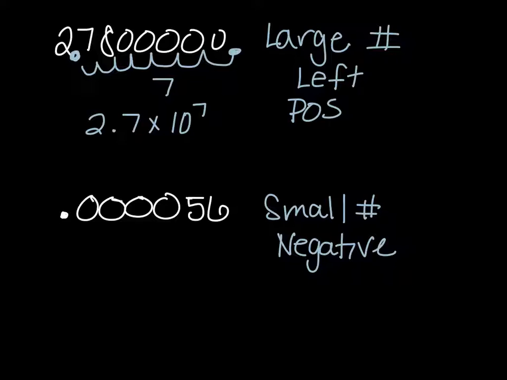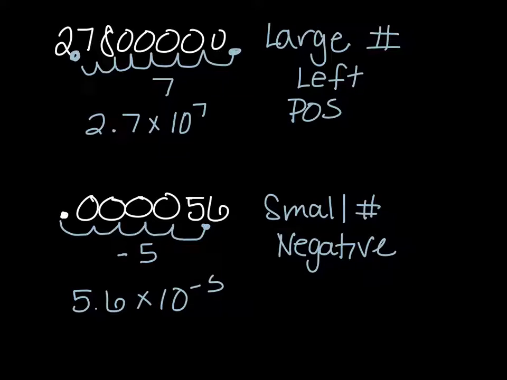So in this case, I need one whole number to the left, so I need my decimal to be there. So I'm taking this small number and I'm moving it 1, 2, 3, 4, 5 spaces, and when I move to the right and have a small number, the exponent is negative. So in scientific notation, 5.6 times 10 to the negative 5.